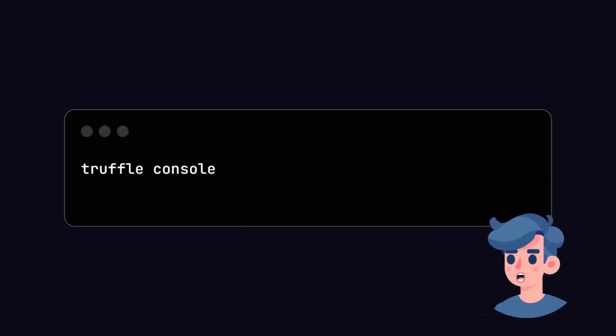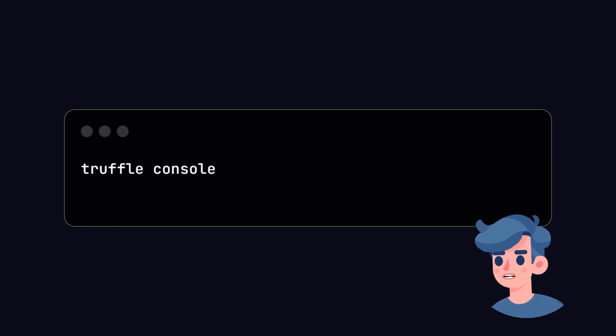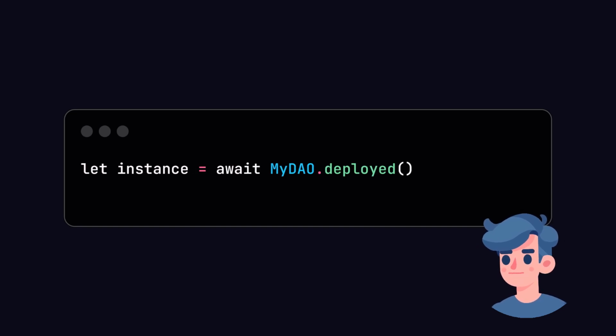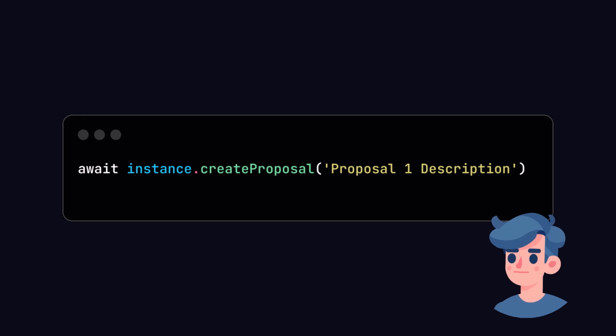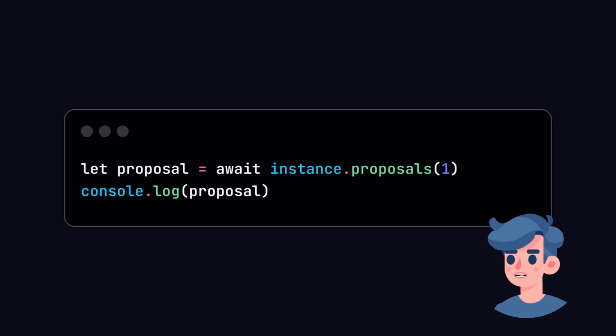Next, we need a way to interact with our DAO from a front-end application or directly from the script using Truffle console. First, let's open the Truffle console by executing the command below. Once you are in the Truffle console, let's get the instance of our deployed contract. Now that we have the instance, we can create a proposal. Let's do that with the following command. When this executes successfully, it means we've created a proposal. You can verify it by retrieving the proposal using its ID.